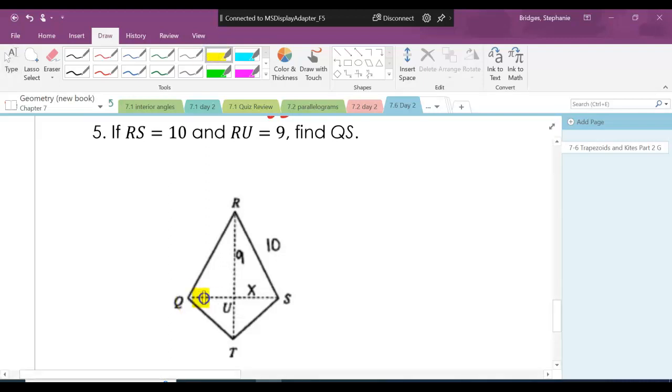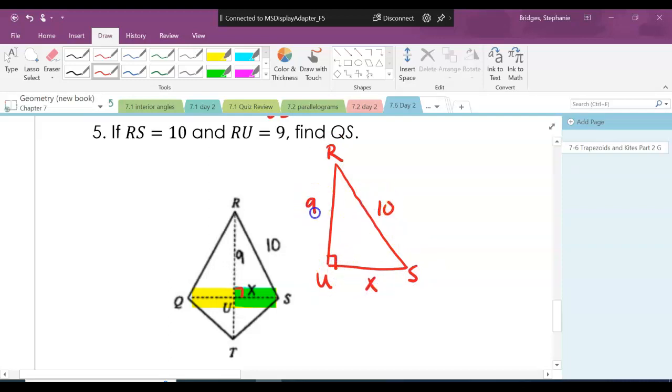QS is this whole diagonal. Do you notice where I have the X marked? That's not the whole diagonal though, is it? The X is just half of it. What do we know the diagonals are where they meet? They form what kind of angles? Right angles. So let's cut off part of our picture, all the parts that are labeled. That's 90. We called that X. We called that 10. We called that 9.